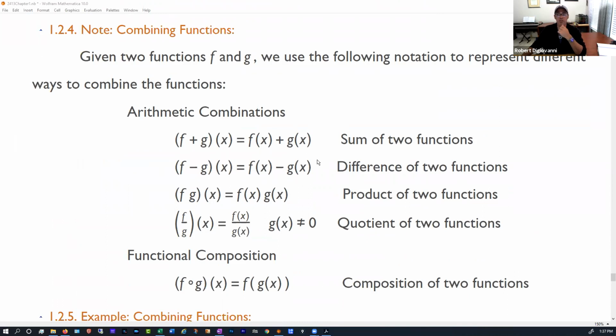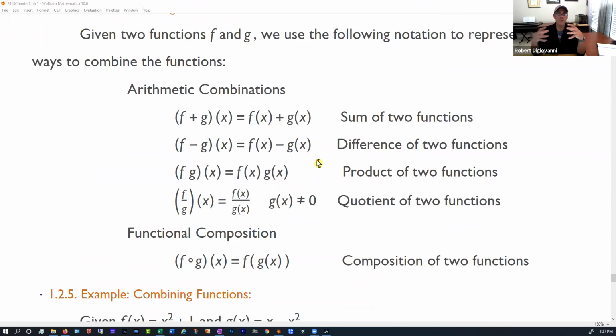Okay, combining functions. When we're given two different functions, we can always combine them together. And we have what we call the 4 arithmetic operations. We can always add two functions together, we can always subtract two functions, we can always multiply two functions, and we can always divide two functions. That's because we've got 4 operations when it comes to arithmetic. But there is a 5th operation between two functions that is not an operation we have on numbers.